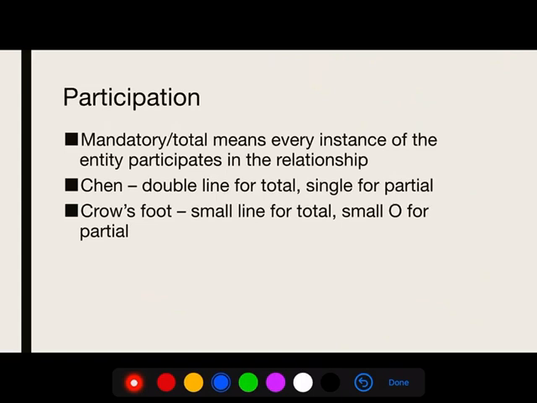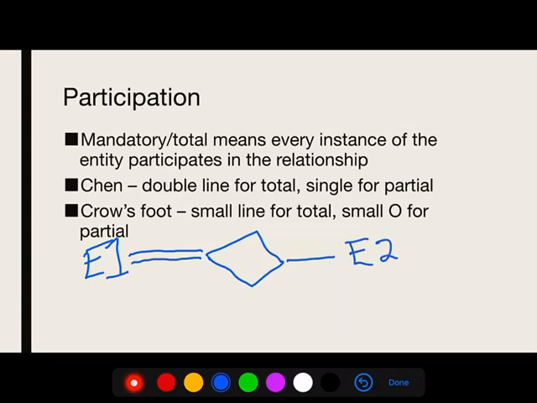The participation constraint tells us about, does every instance of the entity have to be in this relationship? And in the Chen notation, a double line is on the side that it's mandatory for. So E1 must participate in this relationship, whereas E2 may or may not participate in this relationship.